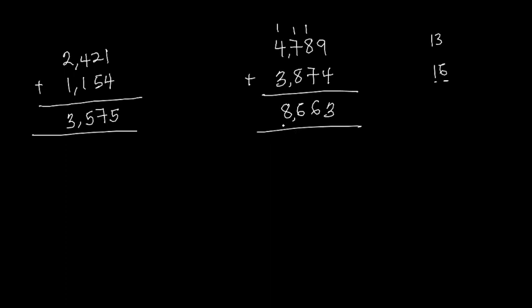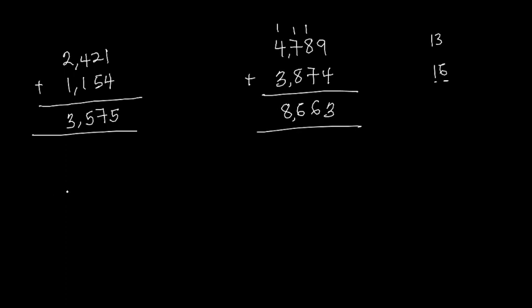So my answer for adding 4,789 and 3,874 is equal to 8,663. All right, so let's have a look at another example.